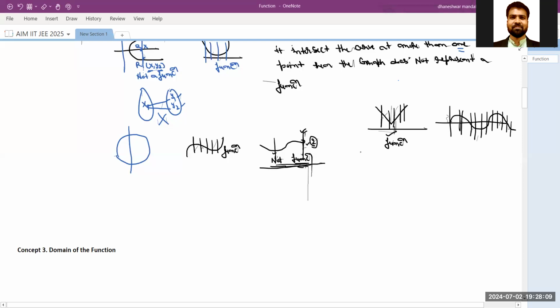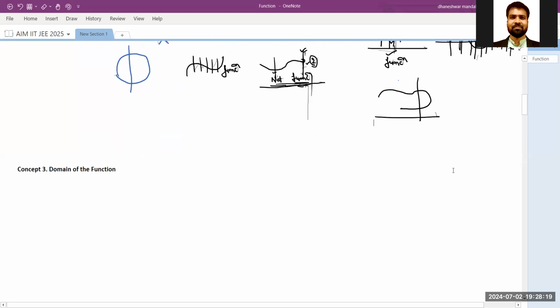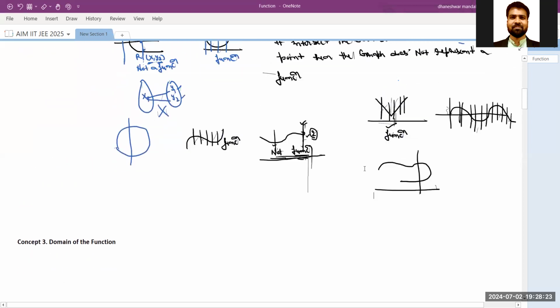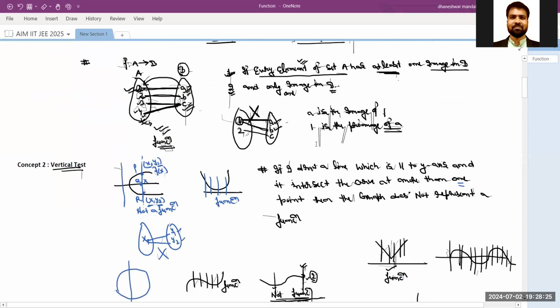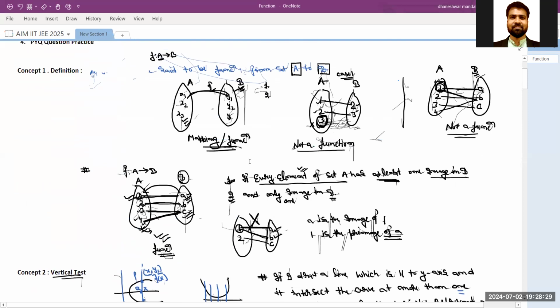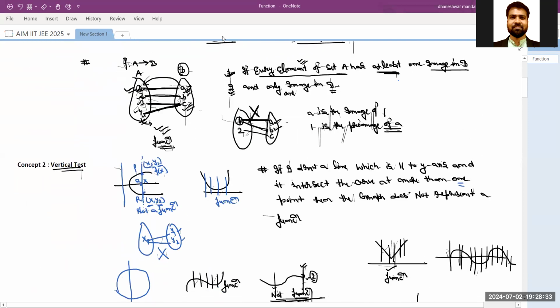But if I draw any graph in this way, and if I draw a line, then it intersects the curve at more than one point. It means this is not a function. Is this clear? So we have completed two definitions of function. One is the algebraic definition, the mapping. And the other one is the vertical test, meaning the geometrical definition.